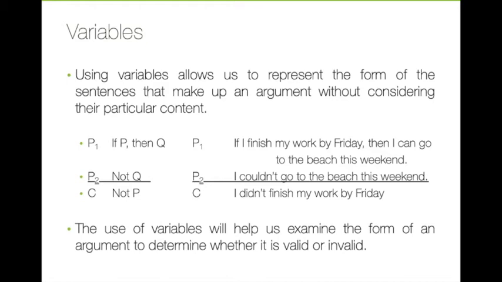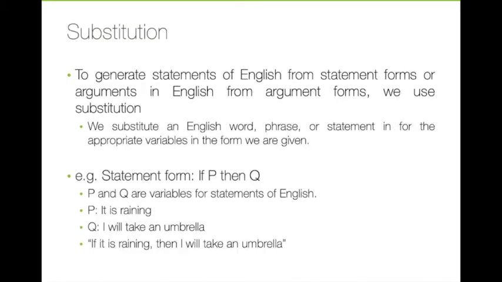And again, remember that the value of using variables and argument forms is that by seeing the form of an argument, we're better able to determine whether it's invalid or valid without being distracted by the particular topic it's about. To generate statements of English or arguments of English from statement forms or argument forms, we use substitution. This should seem pretty straightforward. We substitute an English word, phrase, or statement in for the appropriate variables in the form we're given. We'll see that there are a few rules for how we do this in a second.